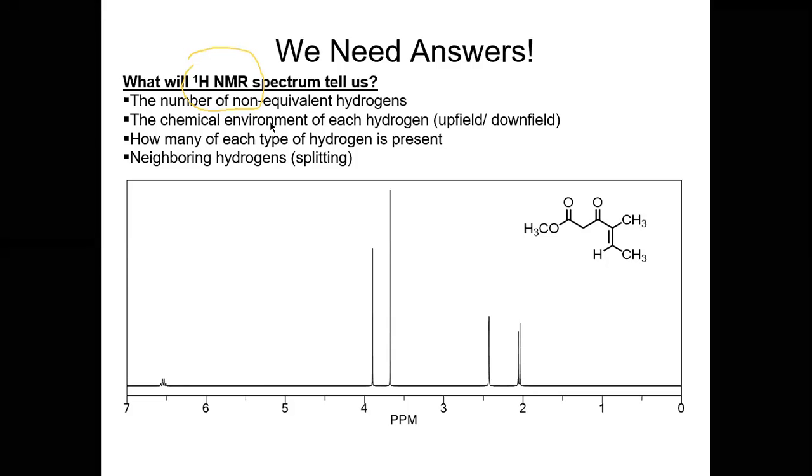So don't panic about not being able to get that down right away. It's going to tell you where they're located, right? Whether they are in electron-rich or electron-poor environments. It's going to tell you how many of each type of hydrogen is present, and it's going to help you determine the structure, telling you what's close by, I mean, those other hydrogens. So that's where the splitting pattern comes in. So all of this we're going to talk about.